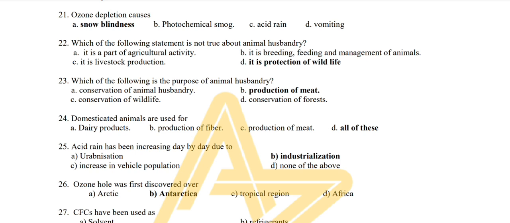23rd question, which of the following is the purpose of animal husbandry? Production of meat. Domesticated animals are used for all: the production of meat, production of fiber, and dairy products.